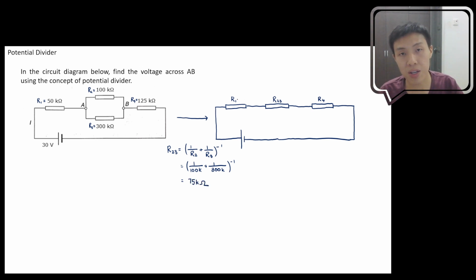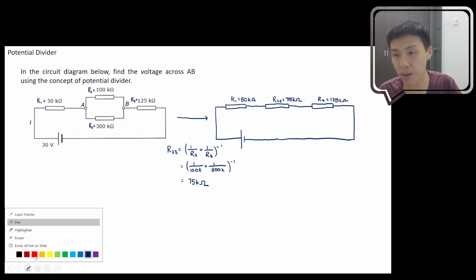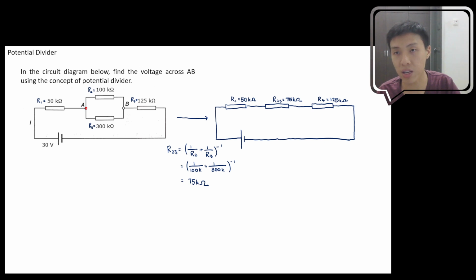Okay, so right now R1 is 50 kilo ohm, R23 is 75 kilo ohm, whereas R4 is 125 kilo ohm. Okay, previously A and B, which is the point of interest that they're looking at, A and B are placed over here. So if we combine R2 and R3 to become R23, then points A and B will still be encapsulating the 2 initial resistors. So this will be A and this will be B.